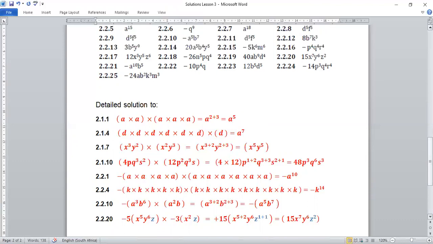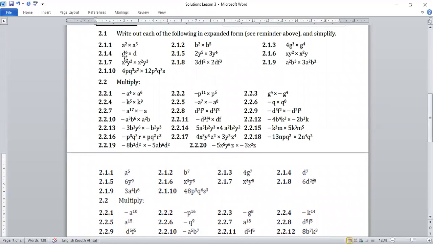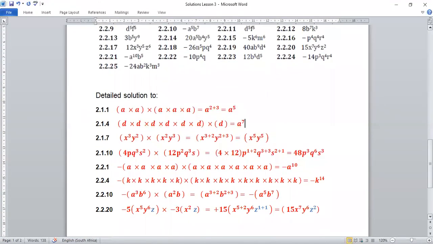Similarly, if you look at question 2.1.4, you were given d to the exponential 6 multiplied by d. Again, in expanded form, d to the exponent 6, you write out d multiplied by d all together 6 times, multiplied by d. Again, if you count how many d's there are in total, there's 7. And this should have been a d. Let's correct that quickly. There we are. And again, if you add the exponents of each of these d's, which is 1, you get 7. So this solution is d to the exponent 7.